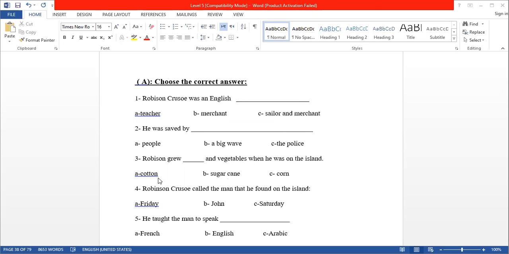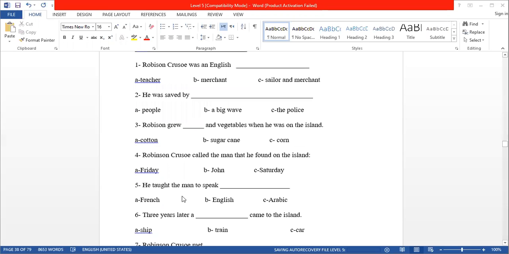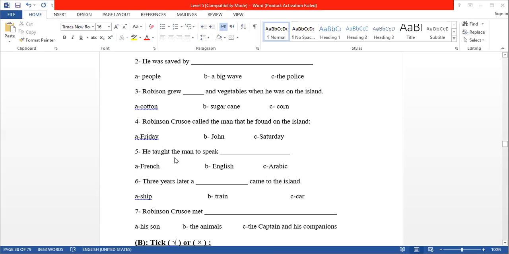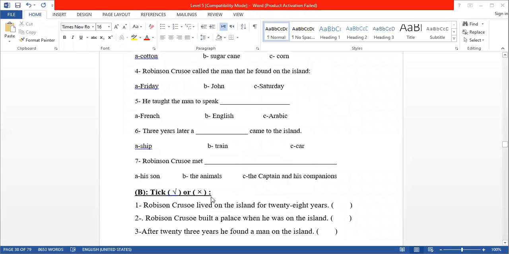Robinson Crusoe grew corn and vegetables when he was on the island. Robinson Crusoe called the man that he found on the island Friday. He taught him to speak English. 3 years later, a ship came to the island. Robinson Crusoe met the captain and his companions.